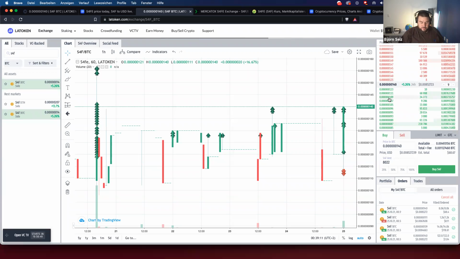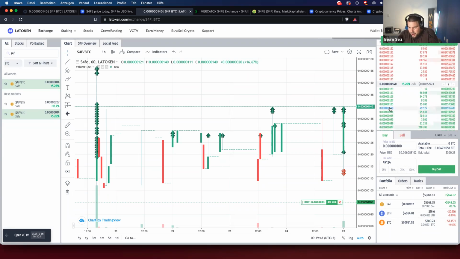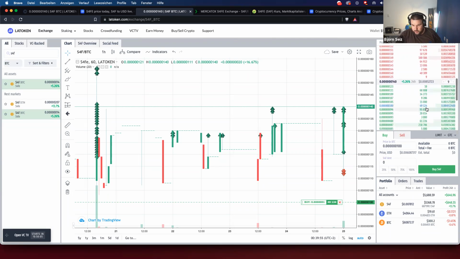What is very important: if you want to support us, and you are saying, hey, I'm not a big friend of liquidity pools on decentralized exchanges, then you have the same possibility here to provide liquidity. As an example, if you say, hey, I am ready to buy SAFE at 100 Satoshis, this will be 0.06 cents, and I have, say, $300 in my wallet, I want to place a buy here. Then you will see at 100 Satoshis I have an offer for 49,000 SAFE.